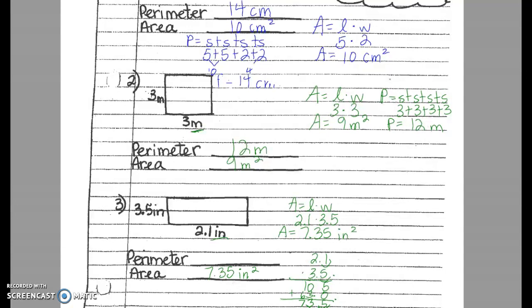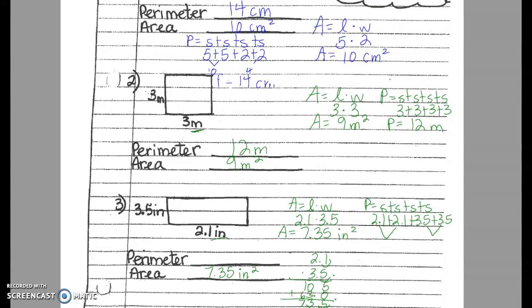Okay, now perimeter. Perimeter equals side plus side plus side plus side. Does it matter the order I write the sides down? No. So I'm going to go 2.1 plus 2.1 plus 3.5 plus 3.5. I'm going to have all 4 of them to add together. I'm going to add these 2 together, and I'm going to add these 2 together and funnel them down.